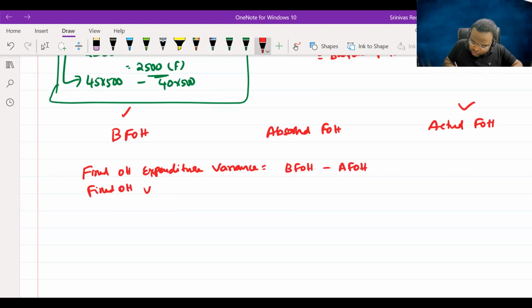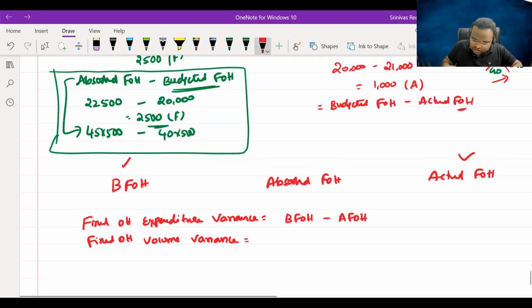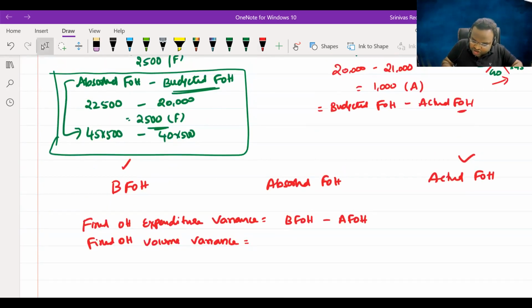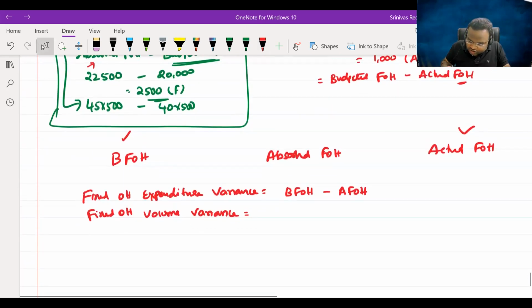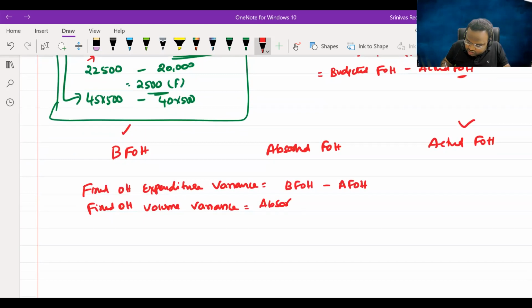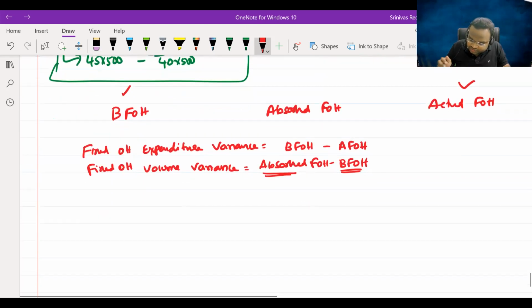Fixed overhead volume variance is equal to, volume is what? Difference of volume. Sir, budget you thought of one. Budget is what? Plan number. Absorption is based on which output? Actual output. Volume is the difference of budget and actuals, right? And absorption is always based on actual output. So fixed overhead volume variance is equal to absorbed fixed overhead minus budget fixed overhead. In budget you will have plan, in absorption you will have actual output.